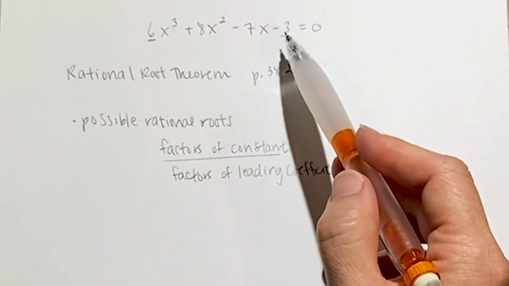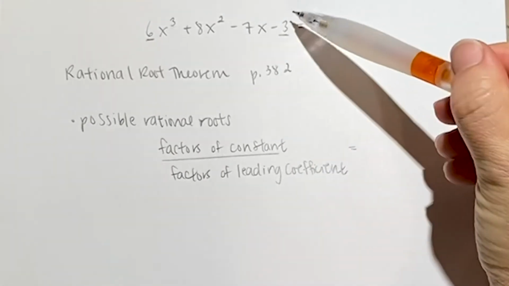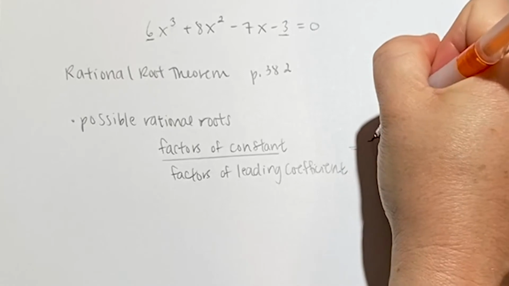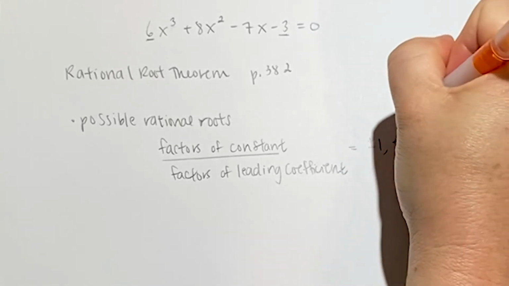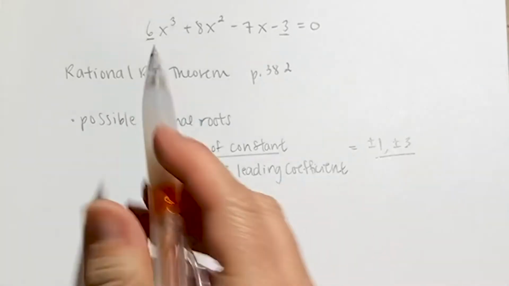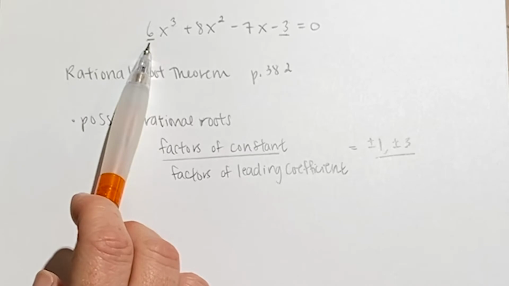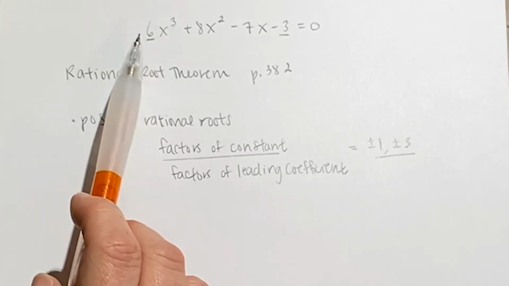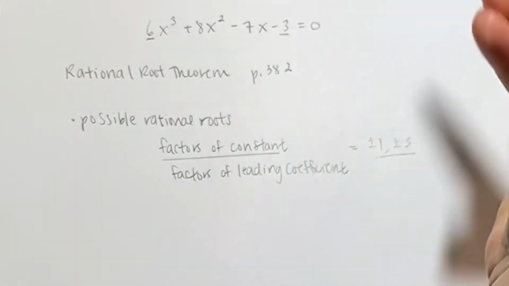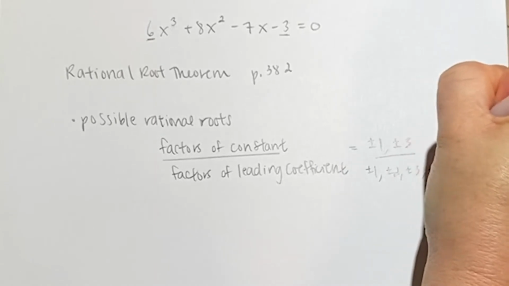So what we're going to do for this one, our constant is 3. Well, it's technically -3, but the things that can multiply and give you -3 are +1 and -1, and +3 and -3. So those are going to go on top. The list of possible factors for your leading coefficient, that's 6. 6 has factors of 1, 2, 3, and 6. So 1, 2, 3, 6.